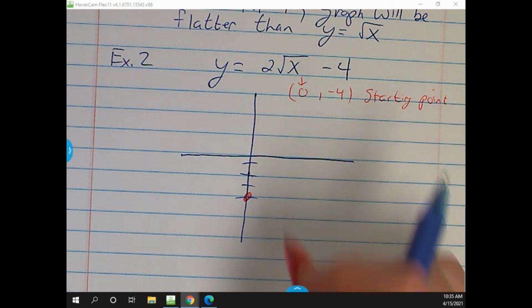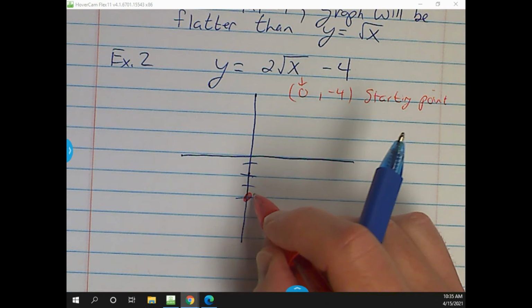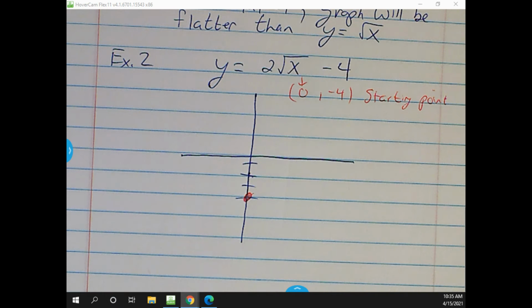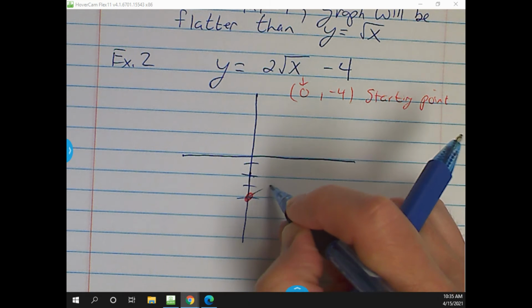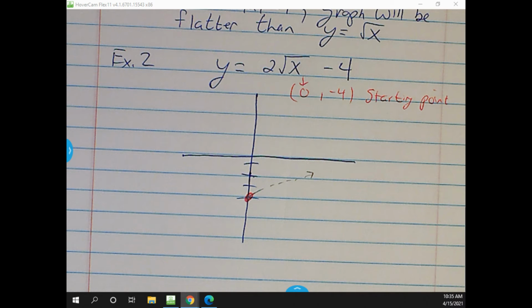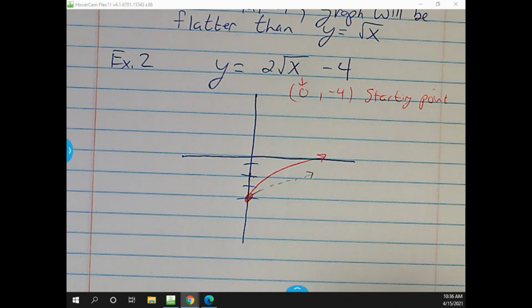Okay, and normally, if we were just doing square root of x, and we'll do like 3 here, it would look something like, I'll do it with a dashed line here, something like that. Because it's 2 times the square root of x, it's going to be a little bit steeper. So it's going to take off and do something kind of like that.